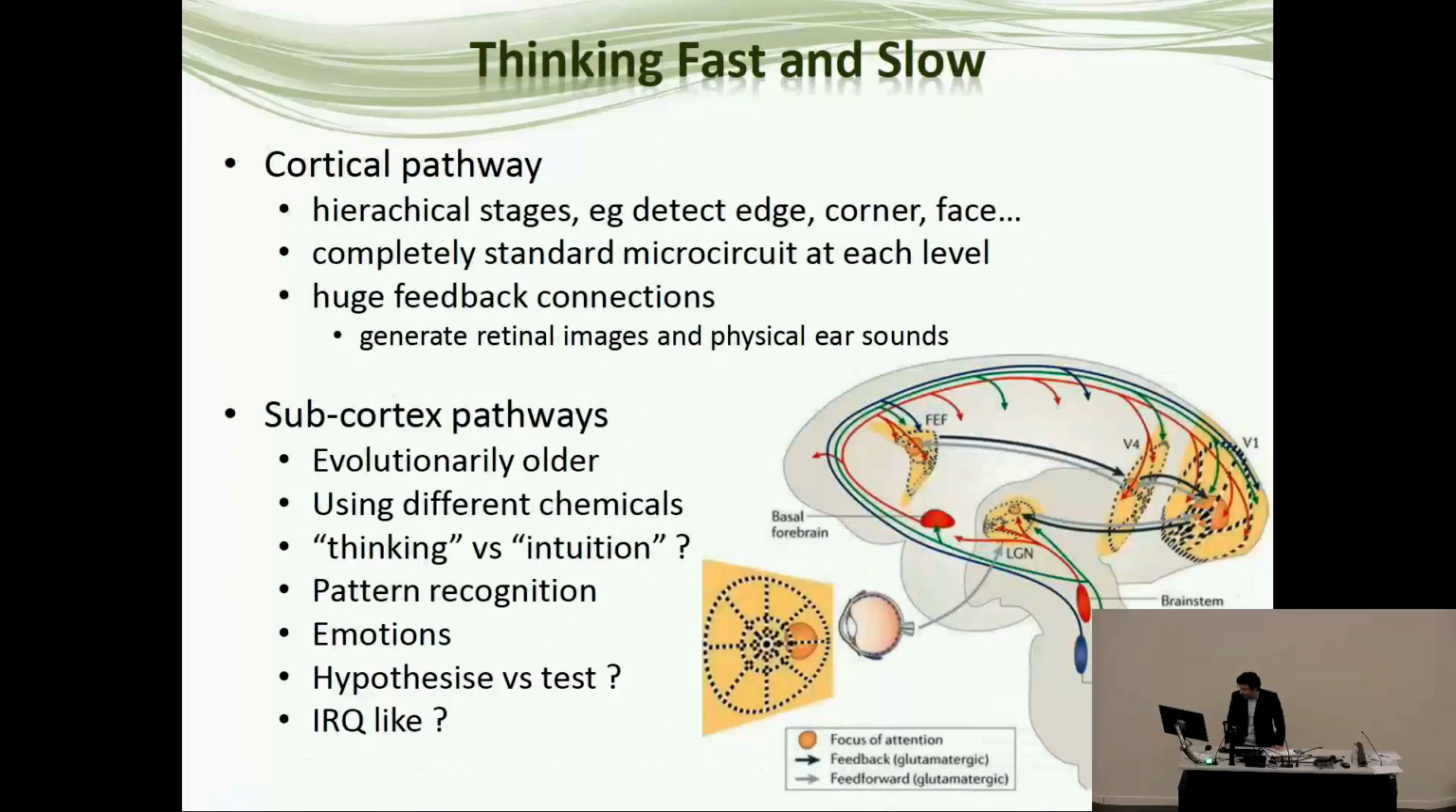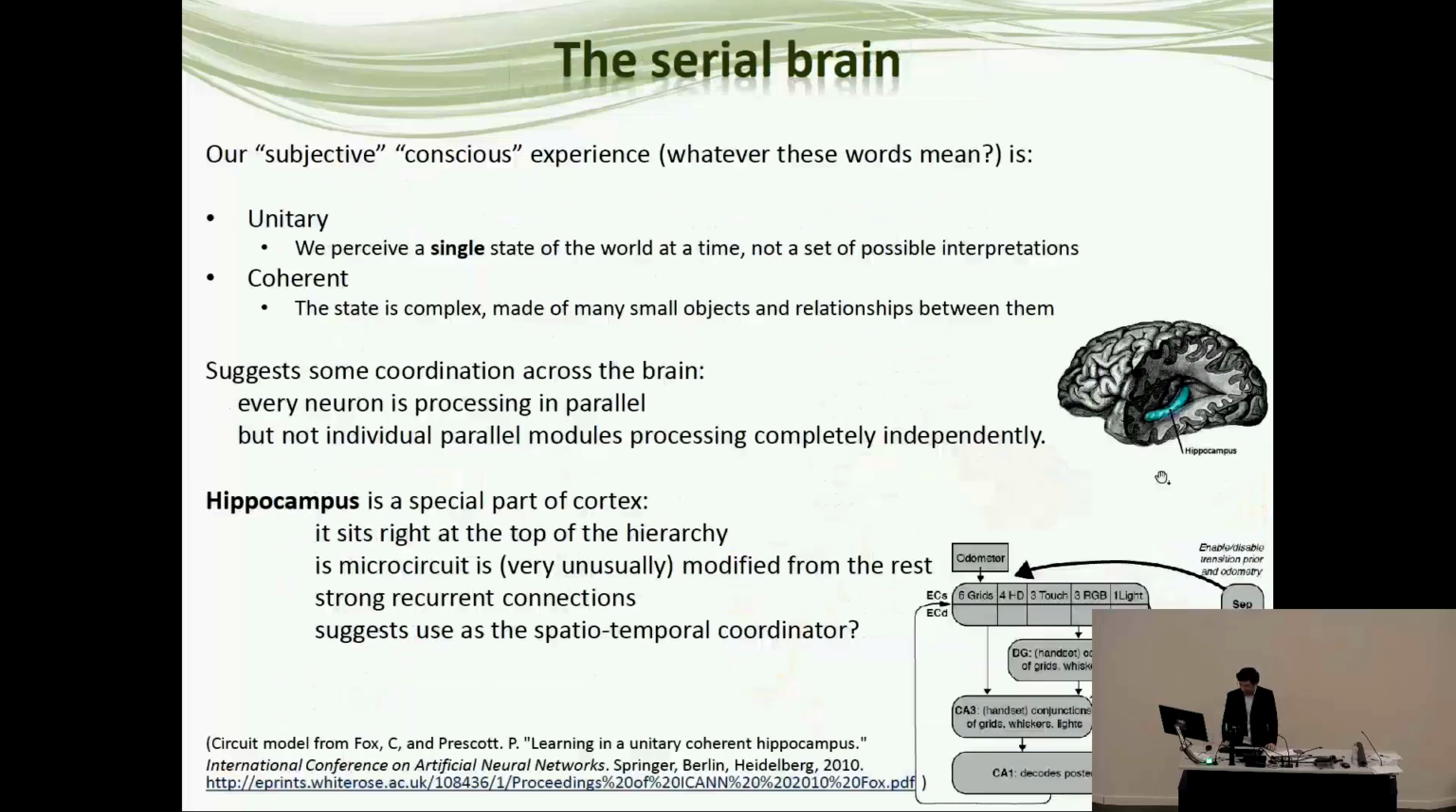Okay, a couple of other things about the brain. As well as this beautiful hierarchy in the cortex, we also have subcortical pathways. There seem to be these evolutionary older wires. They look a little bit like IRQs. They're things that just give you an instinct. They trigger something and they say, oi, come and look at this. Maybe these are to do with emotions or intuition or pattern recognition, whereas the main cortex is rational thinking hierarchies.